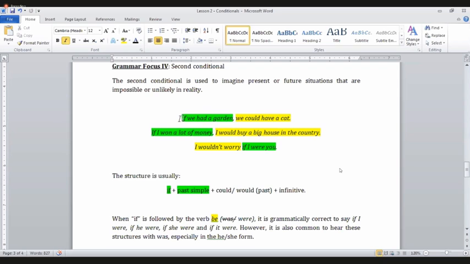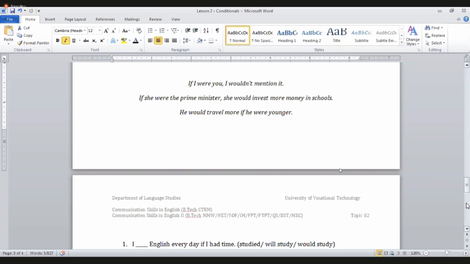So we can consider this as a past or a present situation, and the result which is going to happen in the future is something unlikely. So it's a future result.